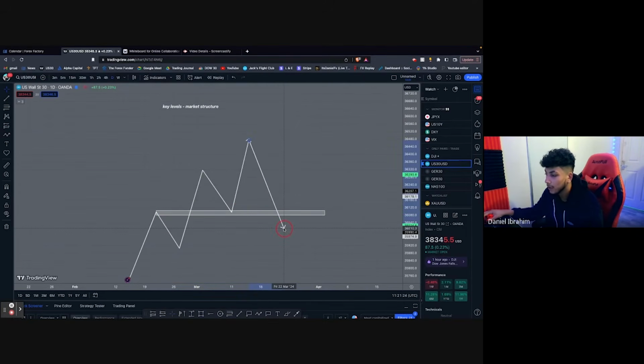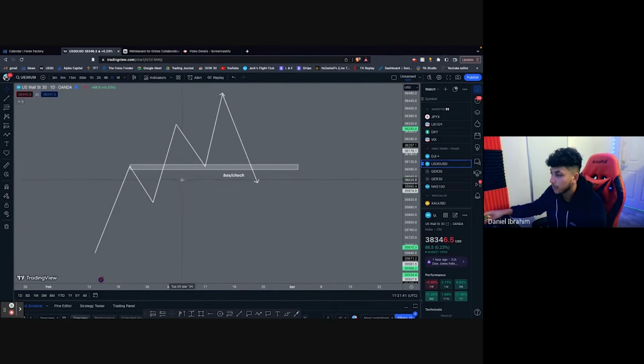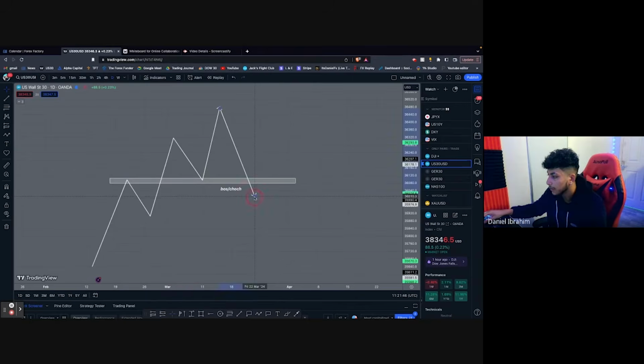Now, in the event that this now breaks, what has happened here? A BOS. Or even a change of character, same difference, but you've now had a break of structure or a change of character, and you're now looking at a potential reversal. So at this point, once price has broken your structure and has broken your key level, you can do one of two things. You can either wait for the retest here and look for the short move, or you can just leave the trade entirely.